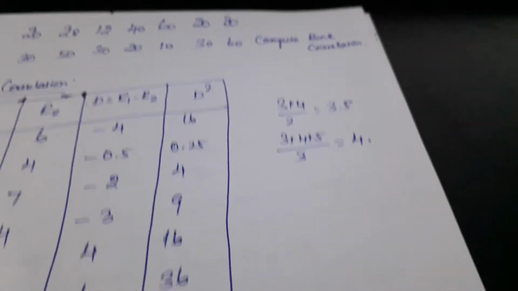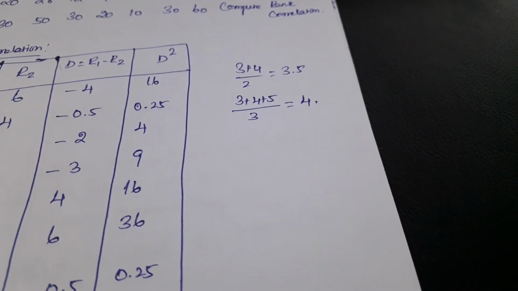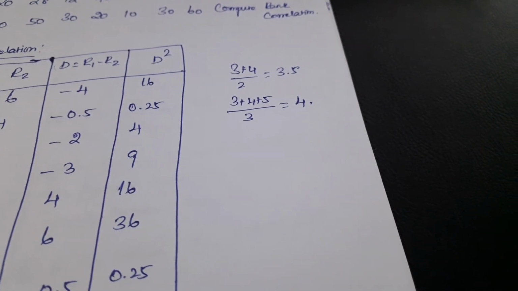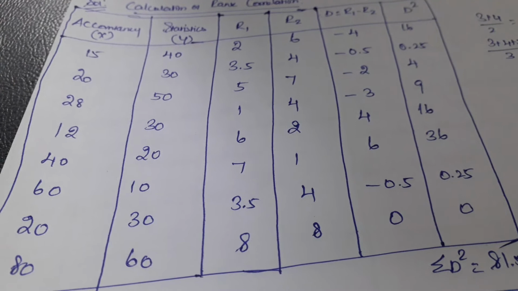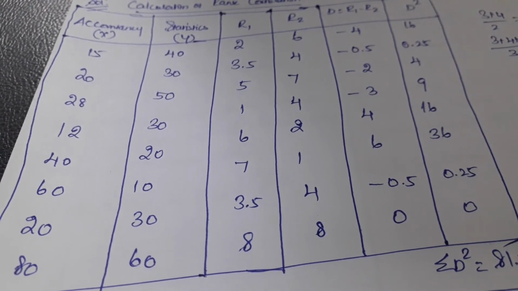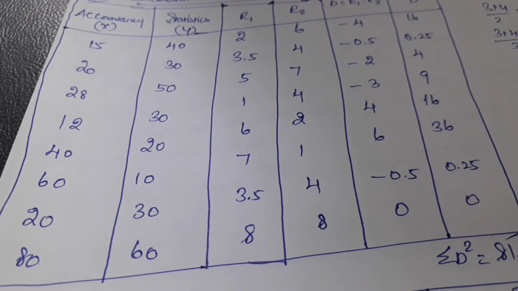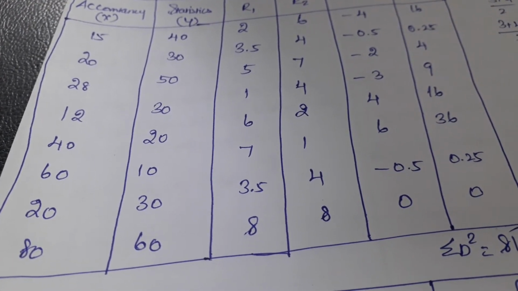For that we need to calculate the average: 3 plus 4 divided by 2. We get 3.5. So we need to give the third and fourth rank as 3.5. Whoever got the mark of 20, we need to provide 3.5. So the fourth rank is over.